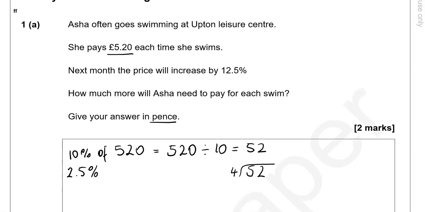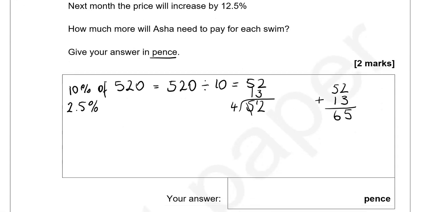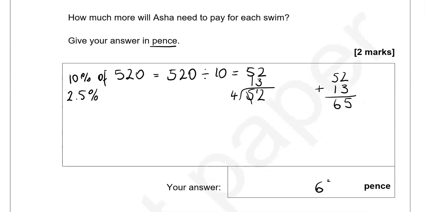How many 4s would fit into 5? That would be 1. And we would have 1 remaining. How many 4s into 12? That would be exactly 3. So a quarter of 52 is 13. To get 12.5%, we're going to combine the 10%, which is 52, and the 2.5%, which is 13. Adding them together, we get 65. So the answer is 65 pence.